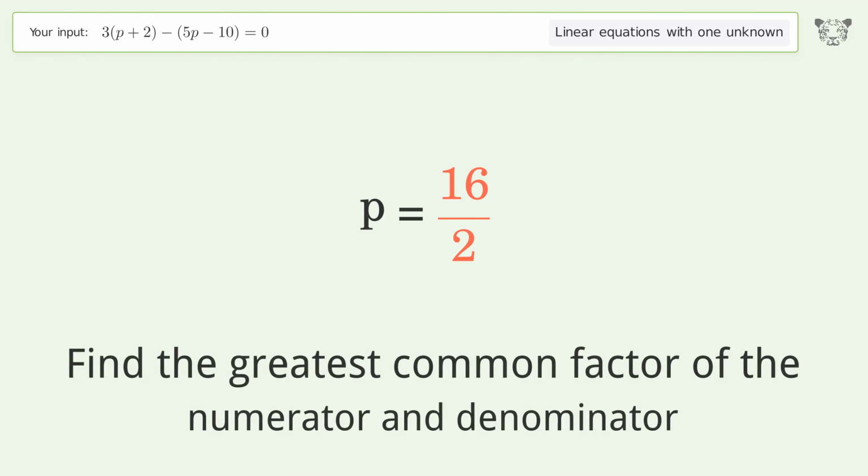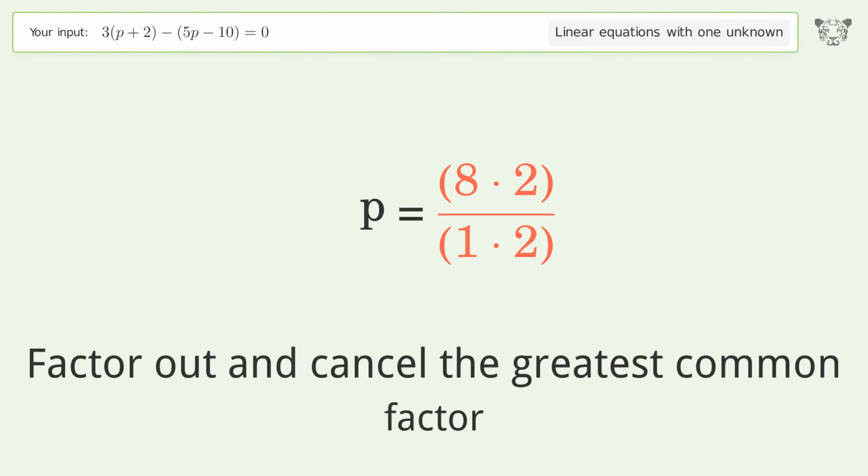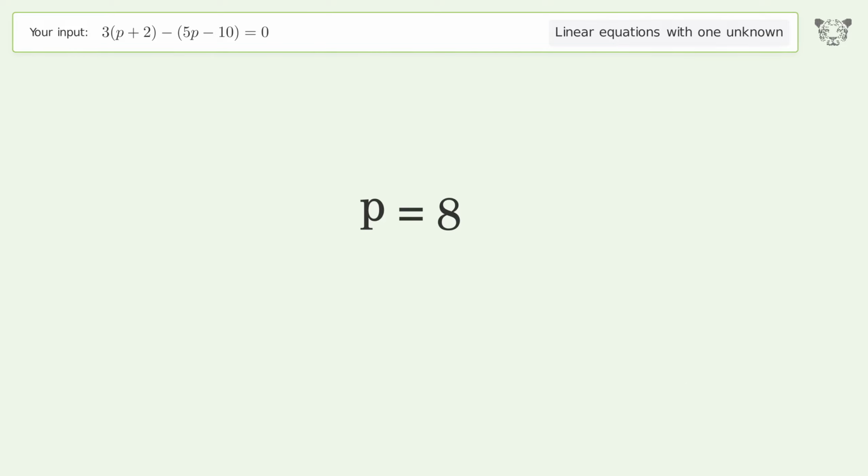Find the greatest common factor of the numerator and denominator. Factor out and cancel the greatest common factor. And so the final result is p=8.